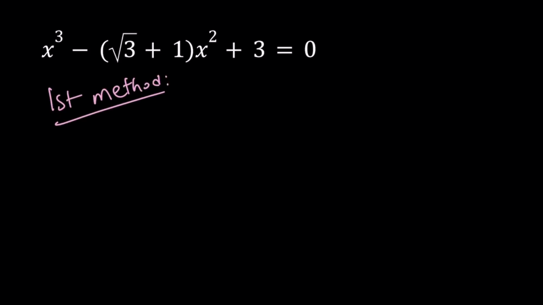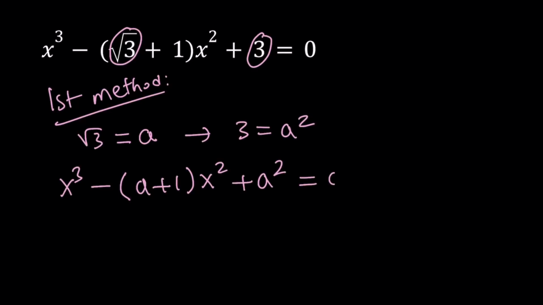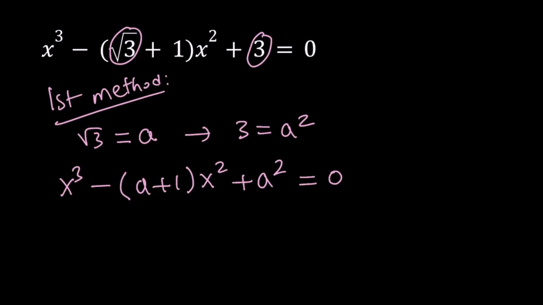For my first method, I'm going to make some substitutions. Notice that we have the square root of 3 and 3. That tells me that I can substitute square root of 3 and suppose it equals a. This implies that 3 can be written as a squared. Now that turns my equation into something called a parametric equation. Parametric equations are fun to solve because for different a values you get different solutions, but this one has a particular value, so we're going to back substitute at the end.